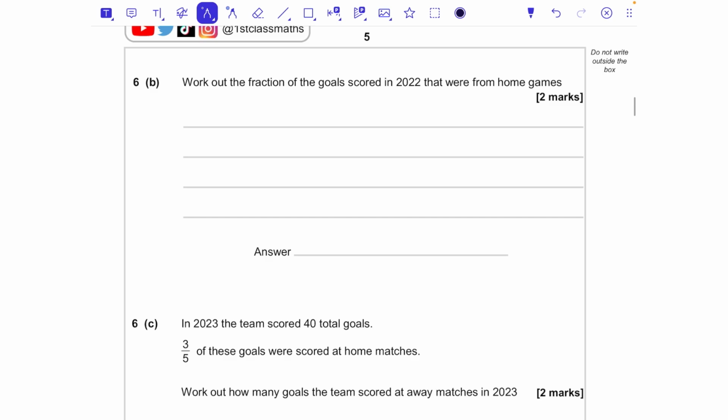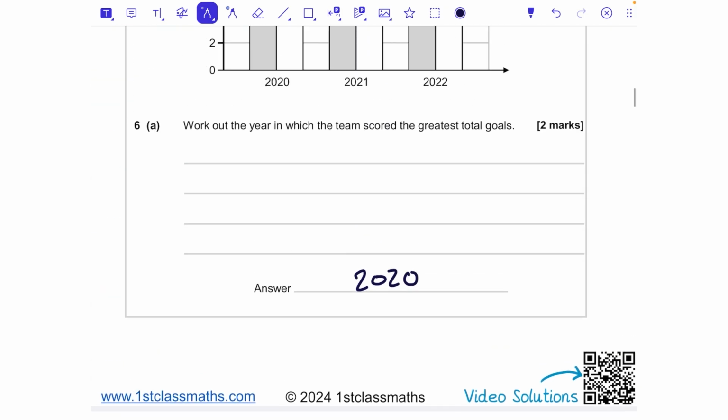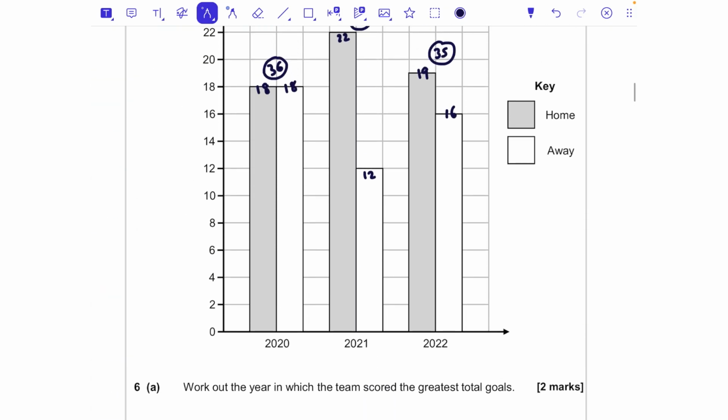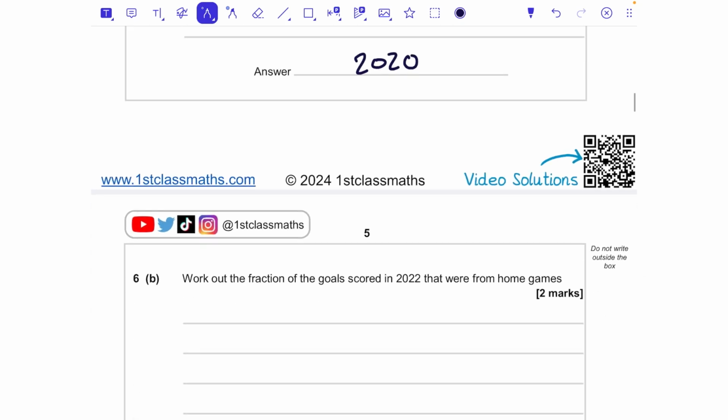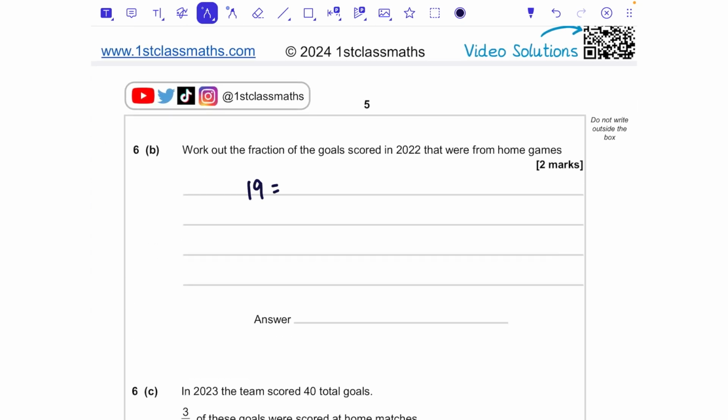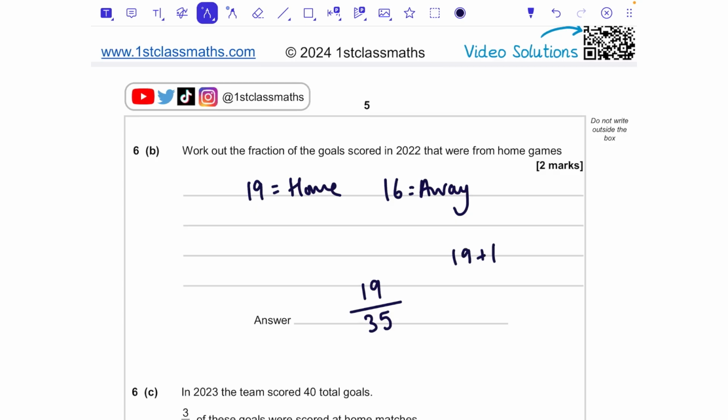For part B, work out the fraction of the goals scored in 2022 that were from home games. So 2022, we can see that 19 were home and 16 were away. What is the fraction that were from home games? So that's 19 out of the 35 goals that were scored in total that year.